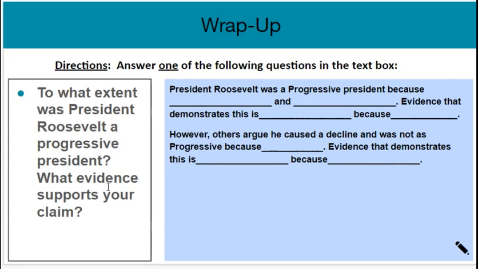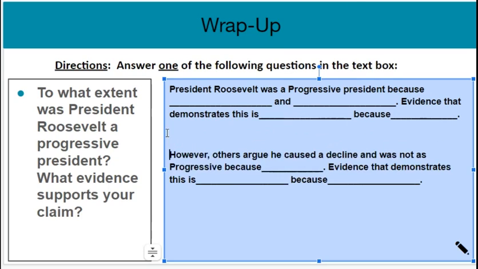I don't know what your teacher is going to ask you to do, but at the end of the lesson, the teacher may present you with a bunch of different questions, but you're going to pick this question: To what extent was President Roosevelt a progressive president? Meaning, how much was he a progressive president? And what evidence, I was jumping ahead to that word, supports your claim. So now I gave you 2 sentence starters here, really paragraph starters, however you want to say it. President Roosevelt was a progressive president because he did this and this. Notice I'm asking for at least 2 things. Evidence that demonstrates this is because whatever, and then an additional piece of evidence or another idea.